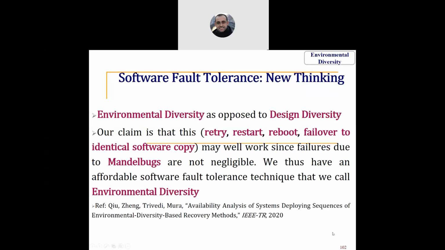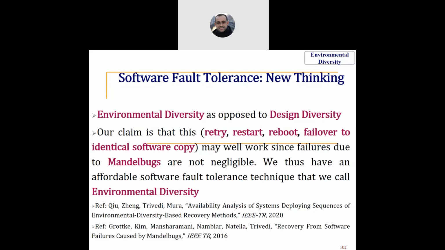And there is a recent paper that is accepted and which will appear in IEEE Transactions on Reliability, where availability analysis of a system deploying sequences of environmental diversity-based recovery methods has been done. And there is a previous paper where I worked with people from Tata Consultancy Services to examine some of the failures that they have observed in their consulting practice. Rajesh Mansharamani and Manoj Nambiar were at TCS at that time. Manoj Nambiar still is there at TCS at this time.